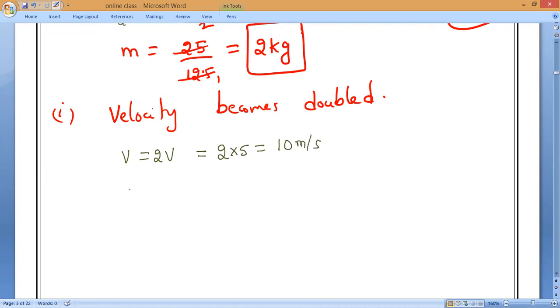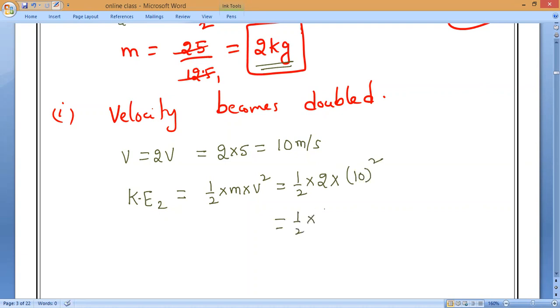So substitute in the formula. So the kinetic energy for this case, let me take, is equal to half into m into v square, which is equal to half into mass. Just now we found mass equals how much? 2, into velocity 10 whole square, which is equal to half into 2 into 10 square, means how much, guys? 100. So 2 will get cancelled. So what is the answer? 100 joules.